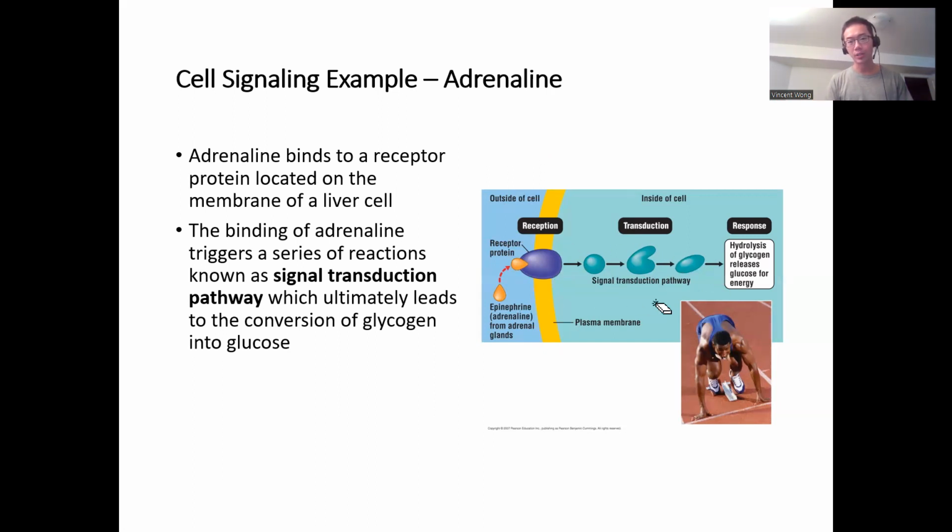We call this a signal transduction pathway. It's a really complicated name, but all that means is it's just a series of reactions. And then it will ultimately cause hydrolysis of glycogen, and then you will release the glucose. So the molecule never comes into the cell, right? It just binds to a receptor on the cell, and then it causes all this commotion inside the cell, all these reactions inside the cell.